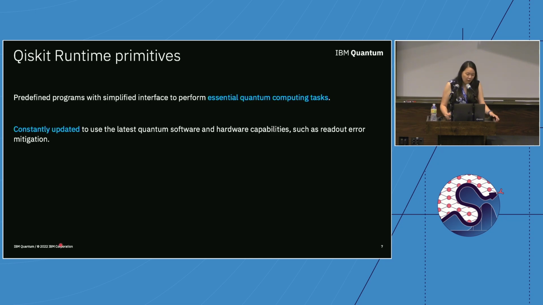The primitives are pre-built programs that give you an interface to perform those basic quantum computing tasks. And much like other cloud-based services you enjoy today, such as Gmail or Google Docs, because they are based in the cloud, enhancements can be made to these programs that require zero interaction on your part. You write your program, and if there are any updates, you just get the benefit of it. Some of the updates can be, for example, any advancement in readout error mitigation.